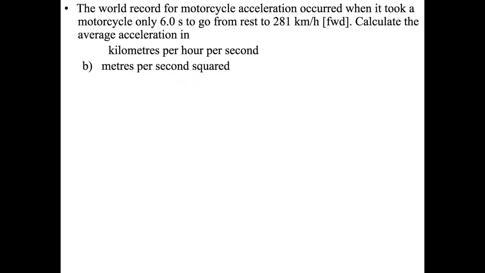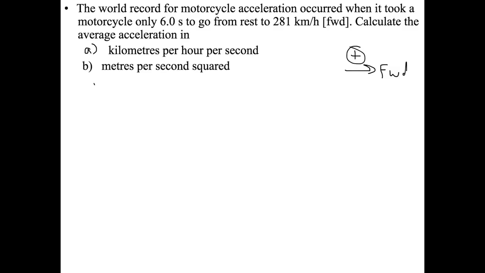The world record for motorcycle acceleration occurred when it took a motorcycle only 6 seconds to go from rest to 281 kilometers per hour forward. Calculate the average acceleration in A, kilometers per hour per second, and B, meters per second squared. So first of all, let's set up our positive directions. We're going to call this forward, and we're going to call that positive.